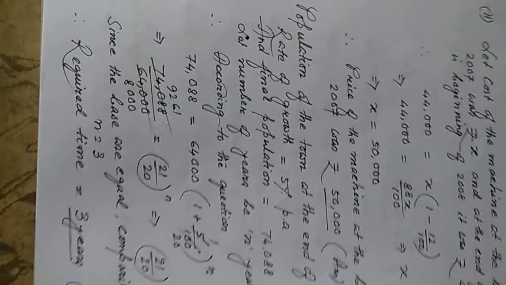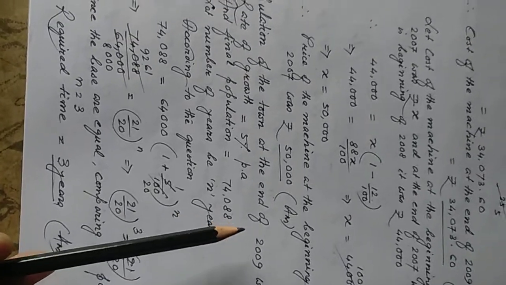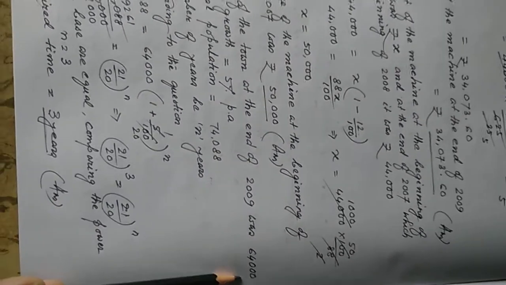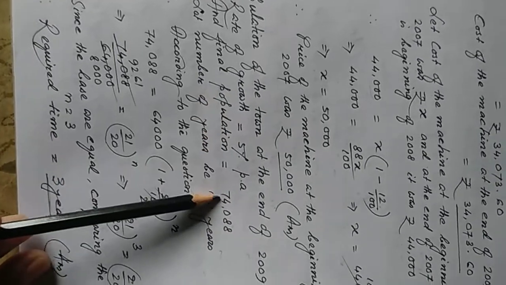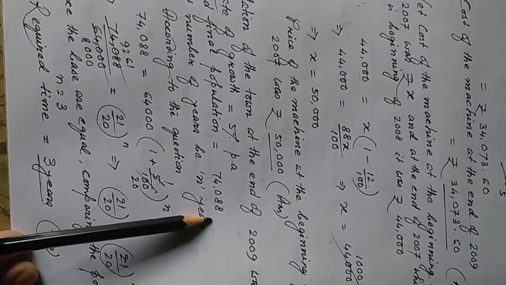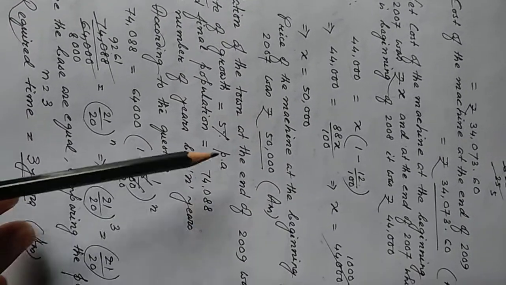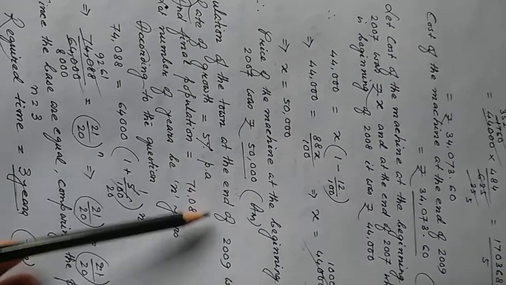So after 3 years, the population of the town, it was 64,000. So after 3 years it will be reached to 74,088 by growing at the rate of 5% per annum.